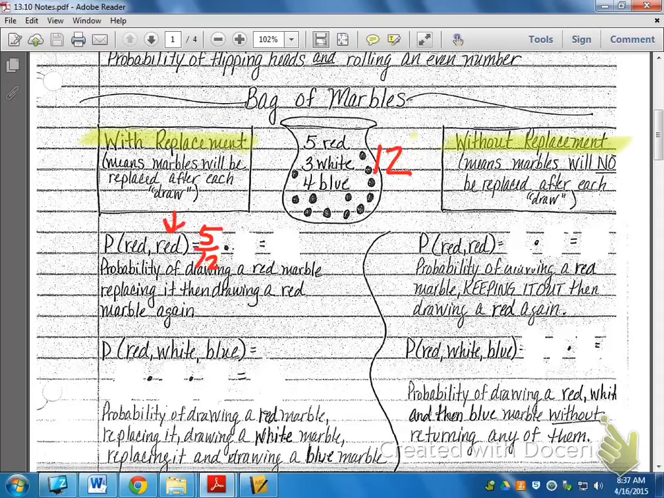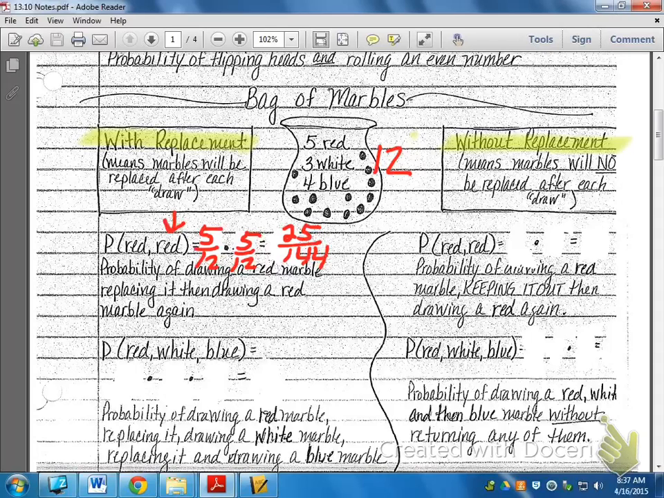I'm doing my second draw. I want a red again. What's the probability of that? 5 over 12. Multiply straight across. 25 out of 144. That's it. You're done.